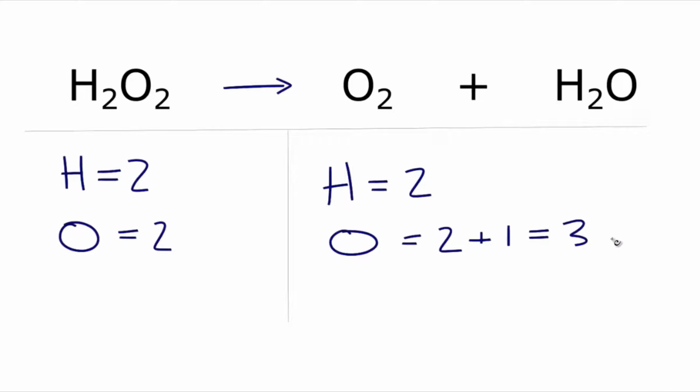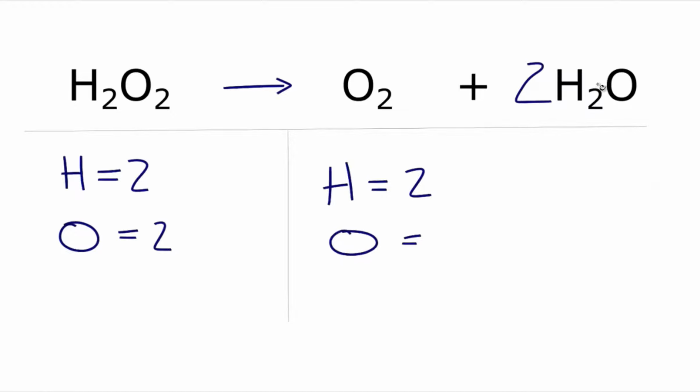So what we can do, whenever I have an odd number, I like to get that odd number of oxygens to an even number. And I can do that by multiplying it by 2. So let's put a 2 in front of the H2O and see how that changes the oxygens. So we've put a 2 in front of the H2O.